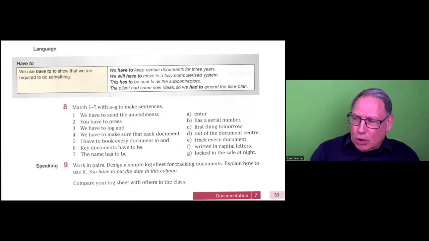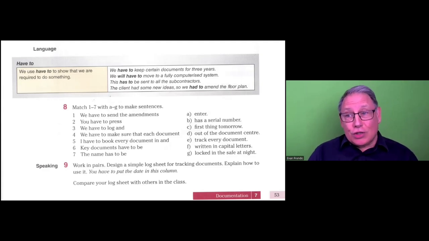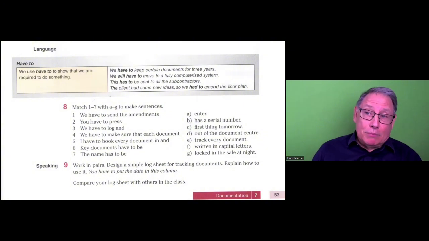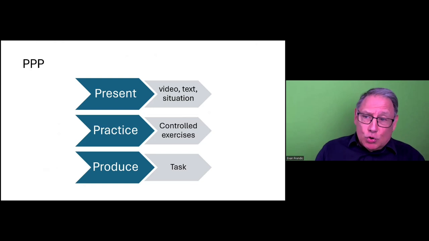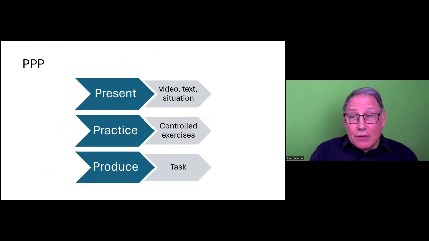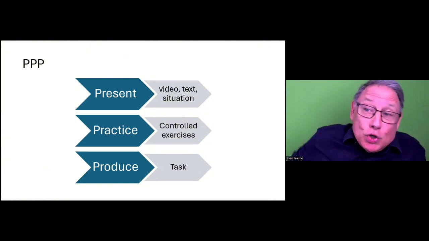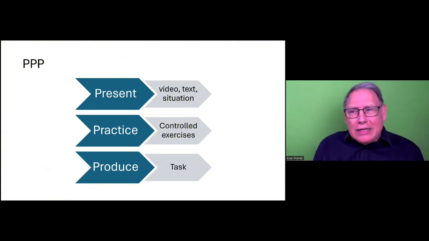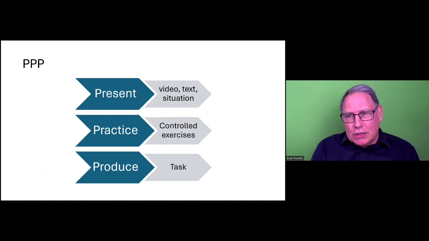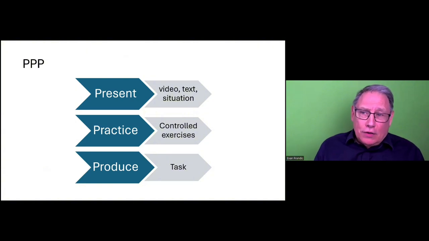In this case, design a simple log sheet for tagging documents. So you're asking people to do something, and you're hoping that the language they use, the structures and the vocabulary and so on, the language that has just been given to them in the first part of the session. We call this PPP. I'm sure we're all very familiar with this idea. We present the language, we practice the language in some sort of controlled way, and then we produce the language very often in the form of some sort of task. But as we will see, this word task is, in a sense, problematic because it means so many different things to so many different people.